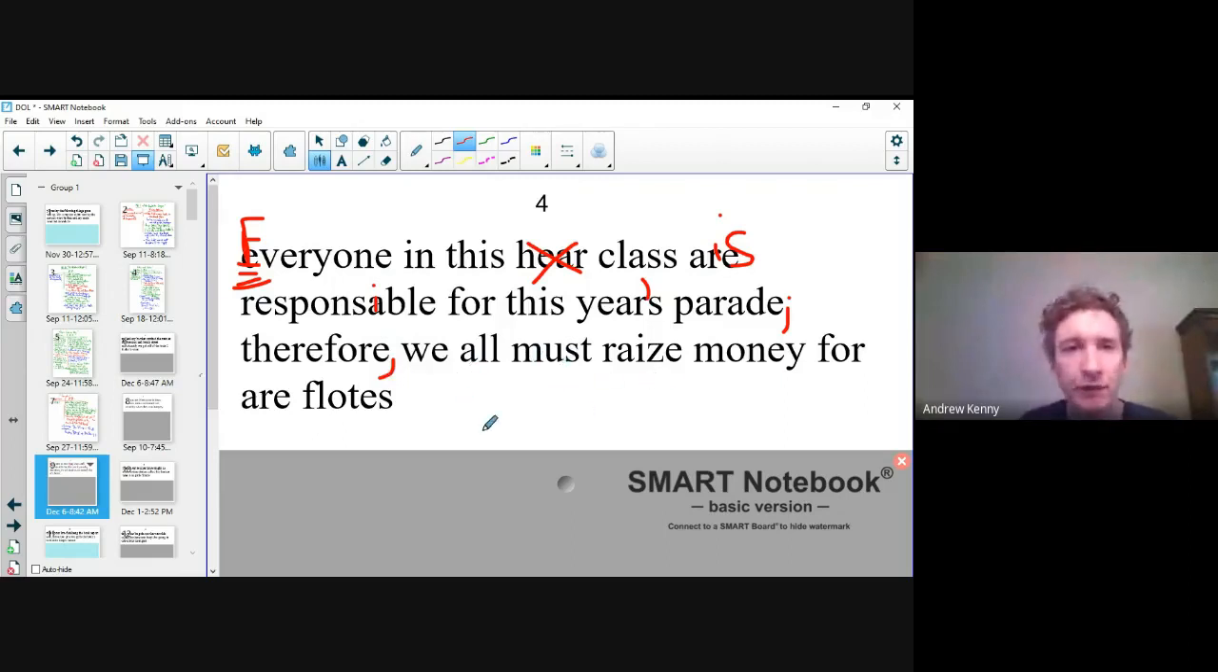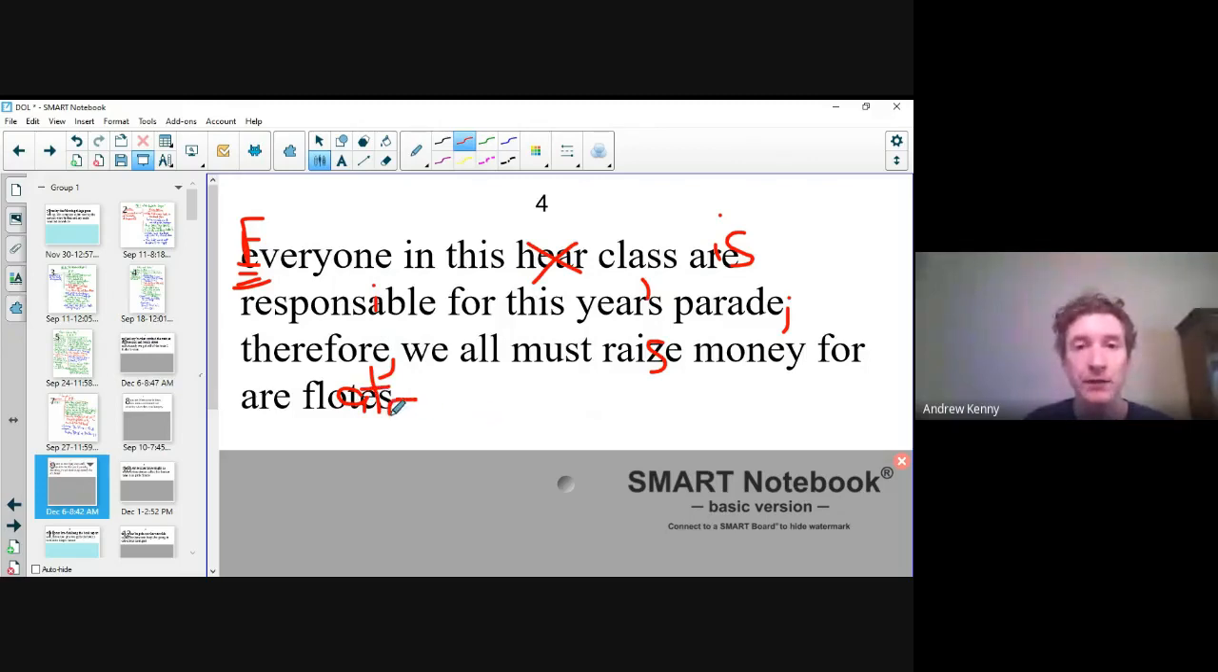A couple of things I see wrong with this. First of all, there are two misspelled words. Do you see them? Yep. One of them is raise. We put an S. And of course, the other one, it's more difficult because it's a word that's misused. We all must raise money for our floats. Well, actually, two things are wrong. One is misused and one is misspelled. Let's fix the misspelled one first. It's floats. Floats. We all must raise money for our floats.